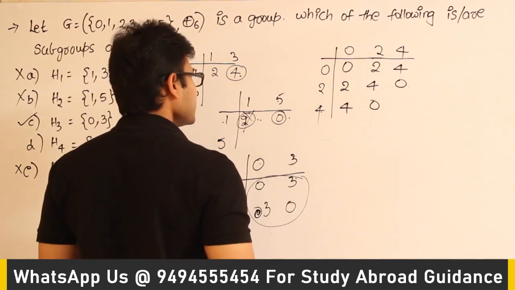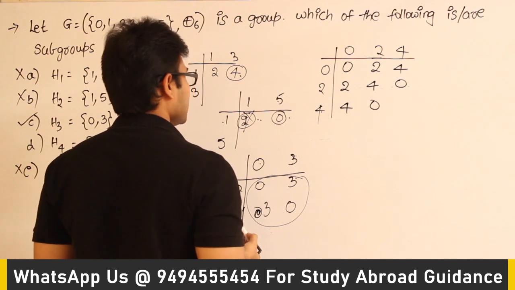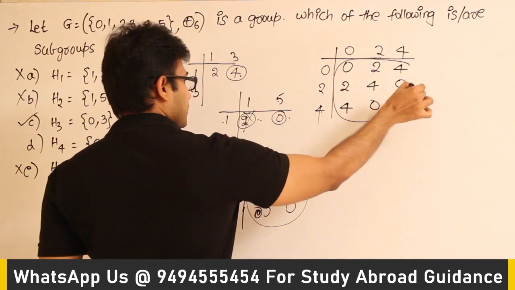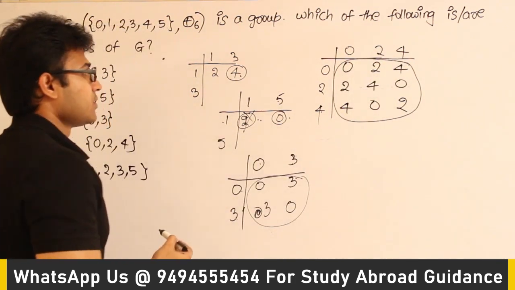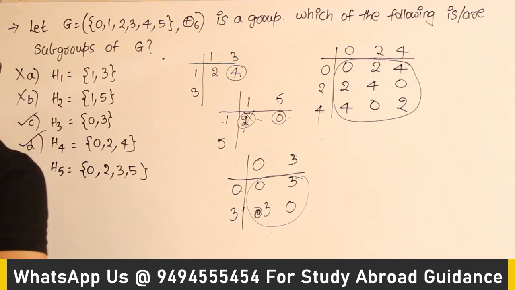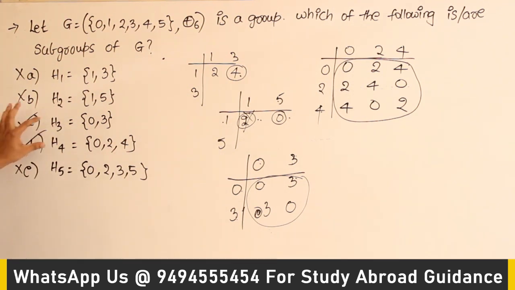6 when you divide by 6, the remainder is 0. And 4 plus 4 is 8. And 8 when divided by 6, the remainder is going to be 2. And so it is again closed. Alright. So since it is closed, we can say that it is a group. So both C and D, these subsets are going to be subgroups.